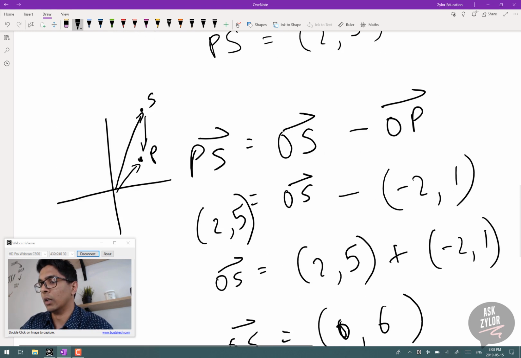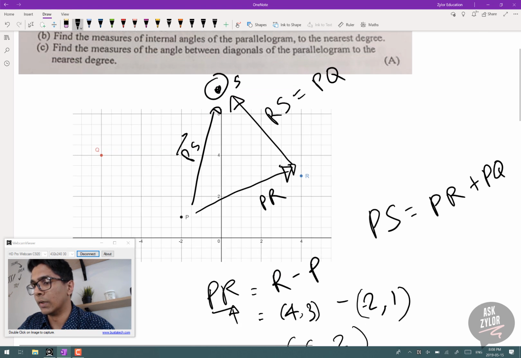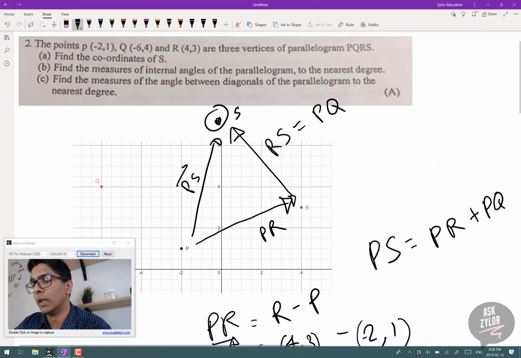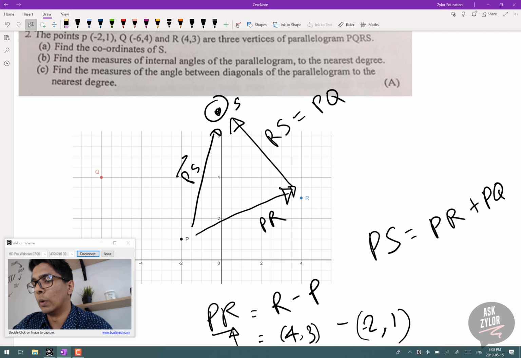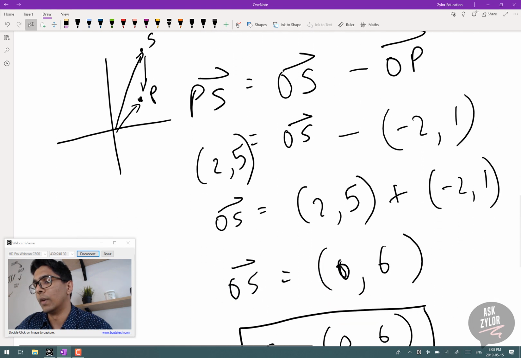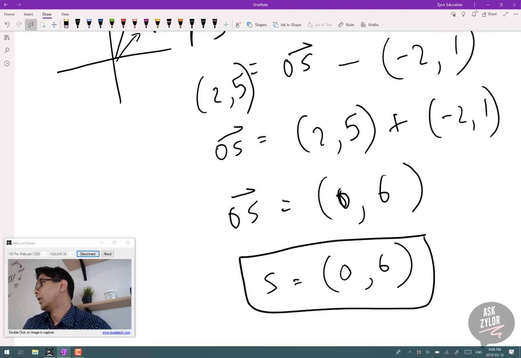So that was a pretty long question. Just to recap what we did, we are asked to find the coordinate of S. What we initially did was find the vector from P to S. We used the vector properties. So we know P to R. If we add that with P to Q, which is the same as R to S, it is going to give me my vector PS. Right? And then I can use that PS to find the vector from the origin to S, which is the same as my coordinate. So in this case, it's going to be 0 and 6.